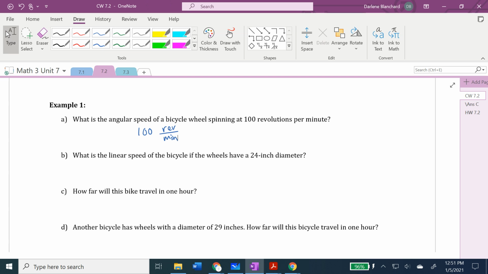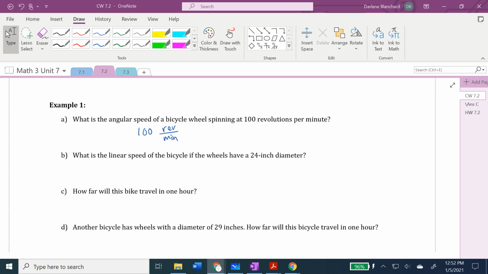So I'm going to check my chat. How many radians are there per one revolution? 2 pi. 2 pi.